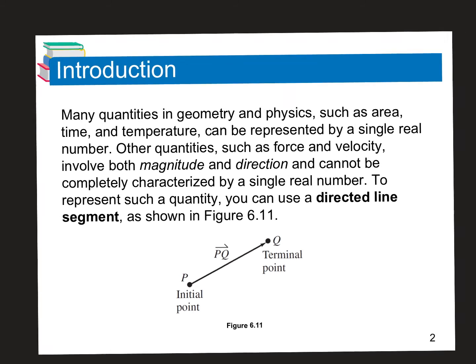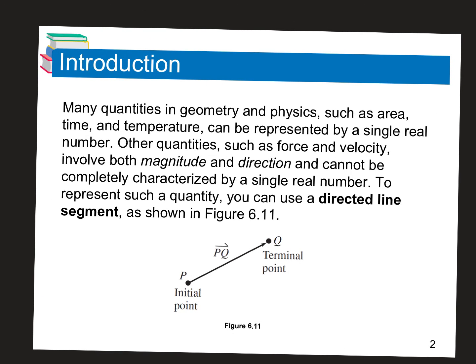Many quantities in geometry and physics, such as area, time, temperature, can be represented in a single number. Other quantities, like force and velocity, involve magnitude and direction. Magnitude and direction. You guys know what both of those two words mean. Magnitude is length, direction is slope. So we already know how to figure out those two things. When they talk about what is the magnitude of this, what is the direction of this, you guys know.